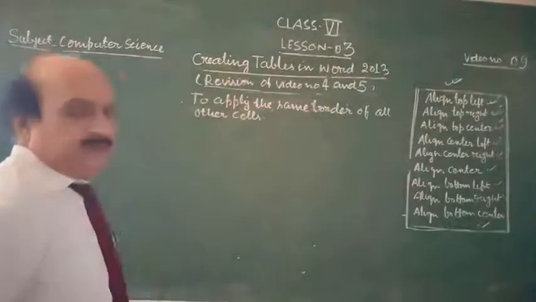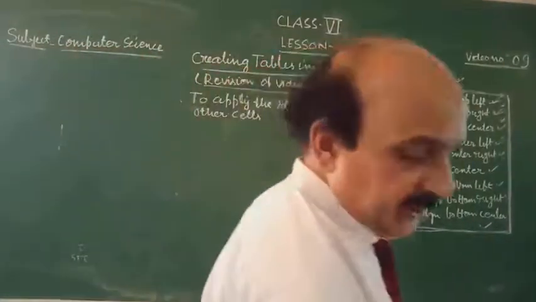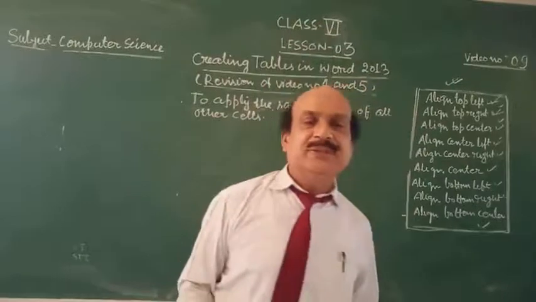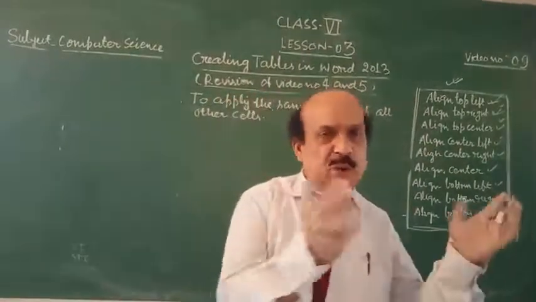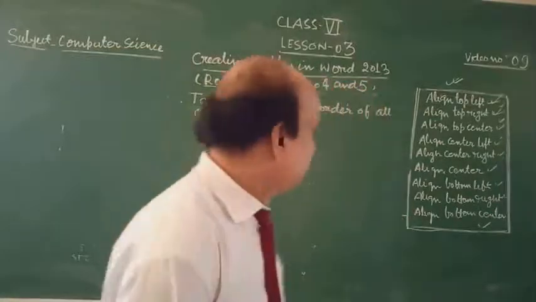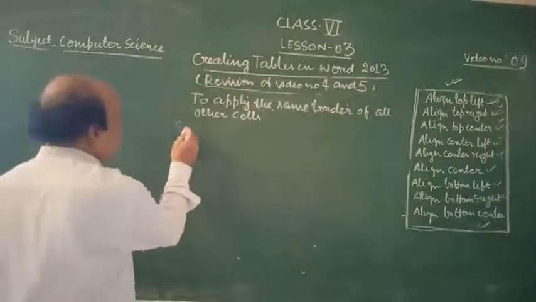See here what we are going to do. The border which you have selected, according to this border, now we are going to apply the same border style to all the cells. What you can do? See here the step 1.